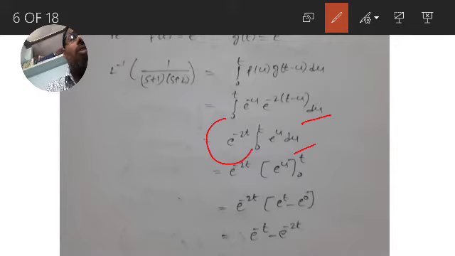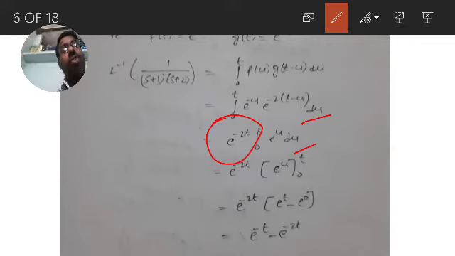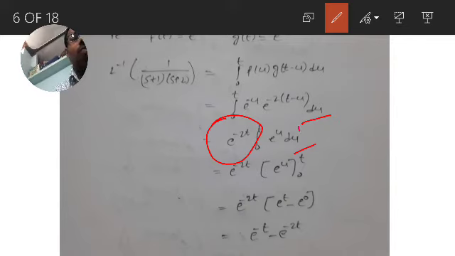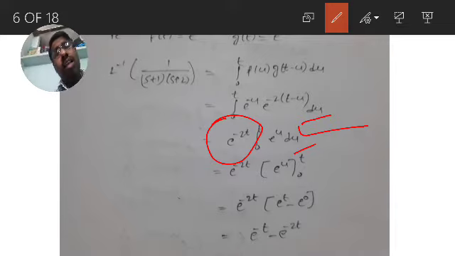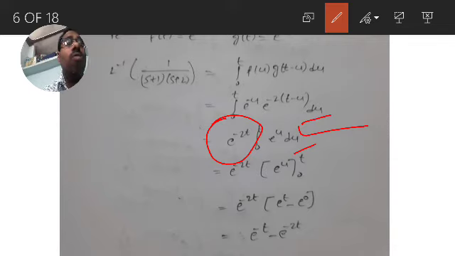That's why e power of minus 2t is constant outside. Next, the u terms: e power of minus u into e power of minus into minus plus 2u, therefore it is e power of u. e power of minus 2t is constant. Integration of e power of u is e power of u, from 0 to t. Apply upper limit minus lower limit.